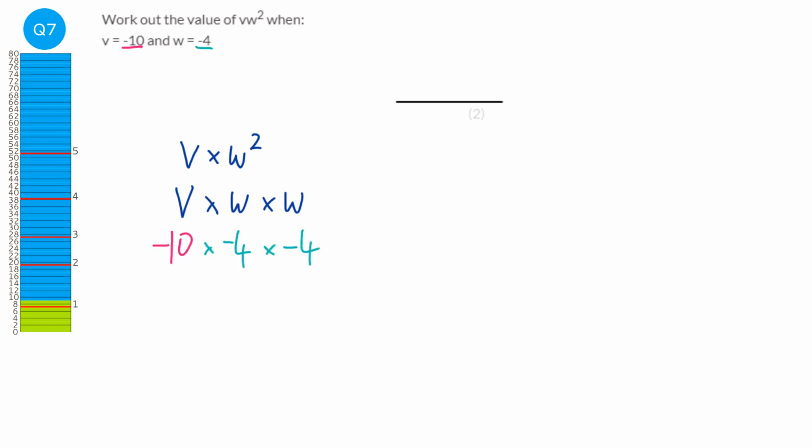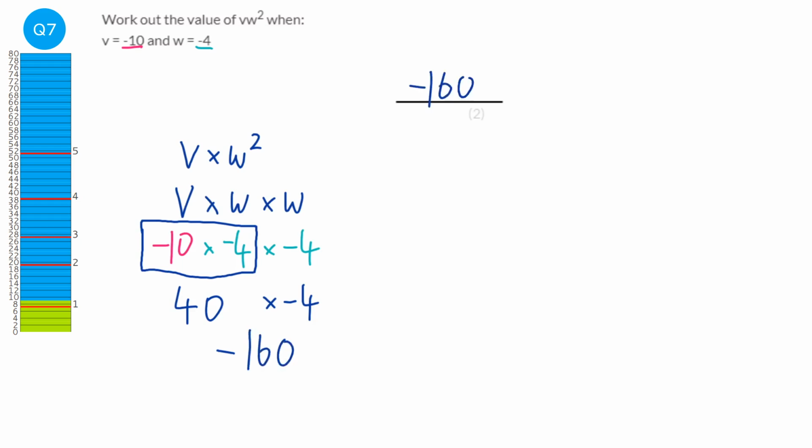Okay, so when you multiply, it doesn't matter which order we do it. So what I'm going to do is I'm just going to do these ones first. And I'm going to ignore that times minus 4 at the end. So minus 10 times minus 4, that's a minus times a minus, which is a positive. 10 times 4, which is 40. Times minus 4. Now we're going to do 40 times minus 4, so it's a positive times a negative, so that's going to be a negative. And 40 times 4, well, 4 times 4 is 16, so 40 times 4 is 160. So it's going to be minus 160.